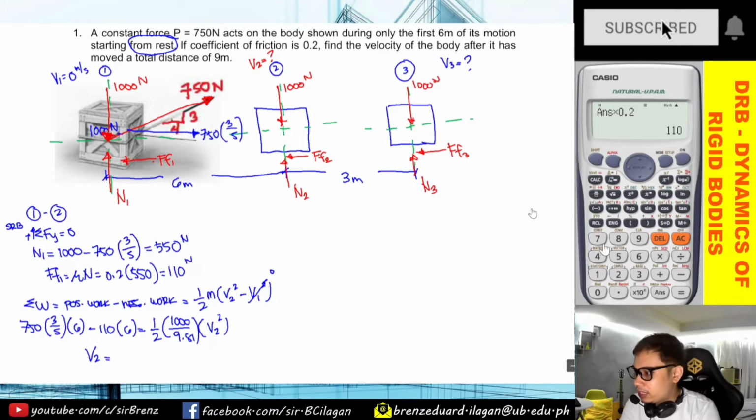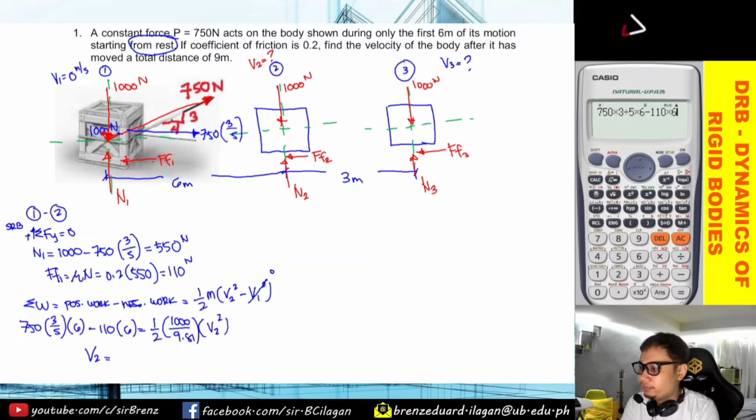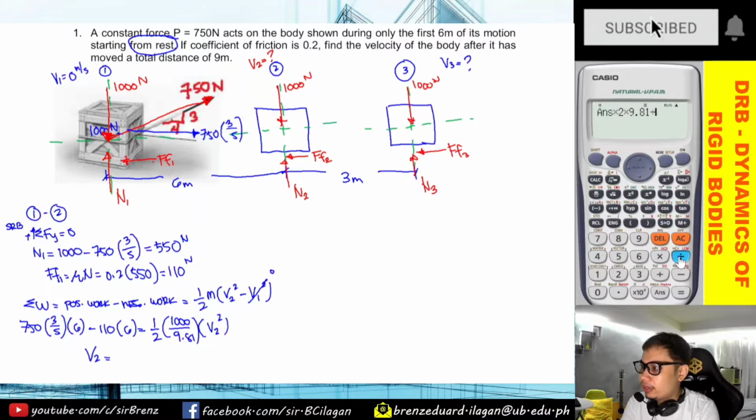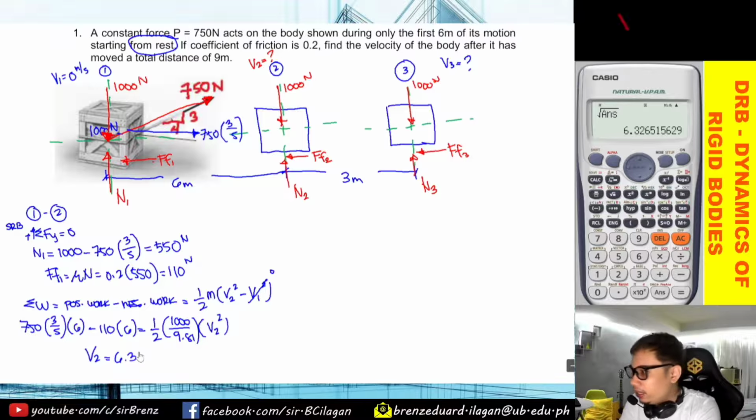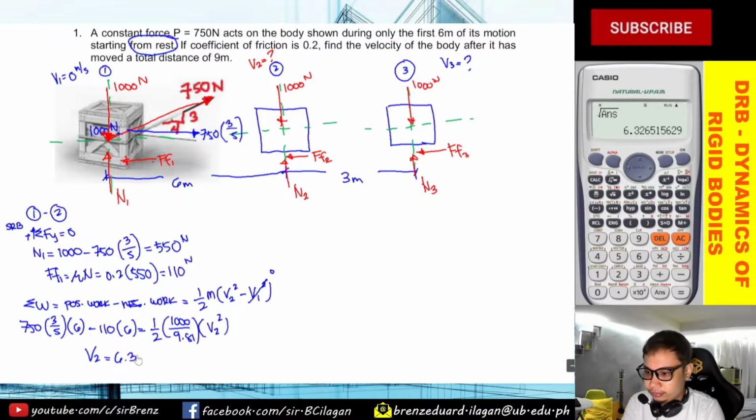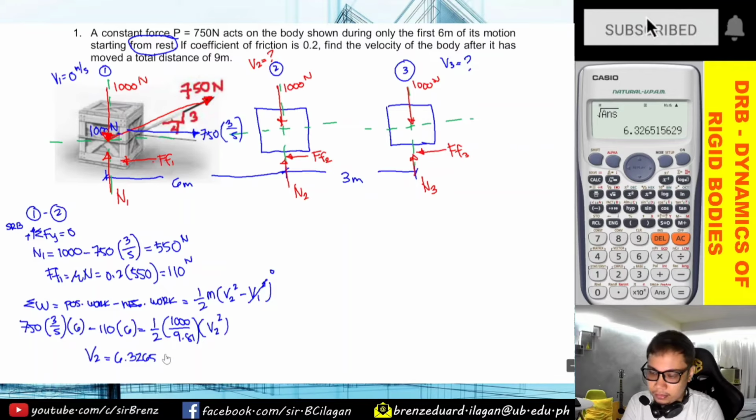So, pindutin lang po natin sa calculator. 750 times 3 divided by 5 times 6 minus 110 times 6, times 2 times 9.81, and then divided by 1,000, and then square root of the answer. So the velocity is 6.3265 meter per second. Hindi pa ito yung required.